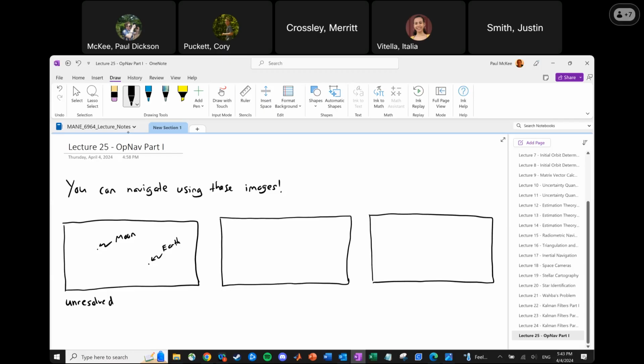If you know the time, then you can use ephemeris or the positions of the planets, and then you know where they are in real space. It's very similar to a star tracker if you know the angle between them.